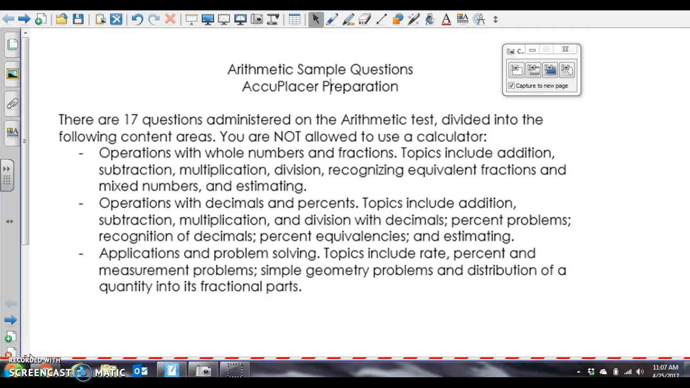Okay guys, today we're going to be doing the arithmetic sample questions from the AccuPlacer. So you have this big packet in front of you and you're not going to take it home because I don't want you to lose it. I don't want to print another copy of it. You're literally going to leave it in the classroom.